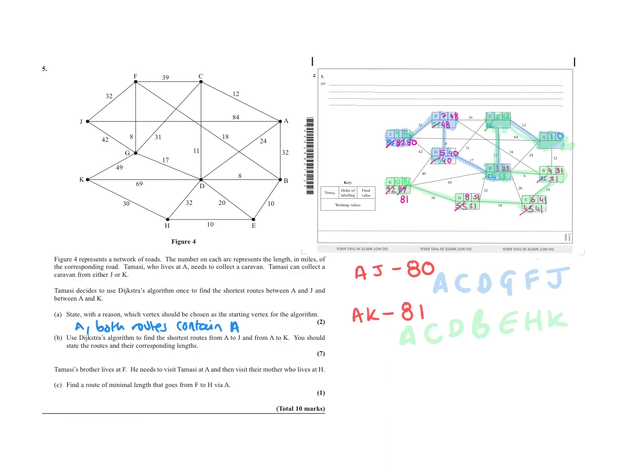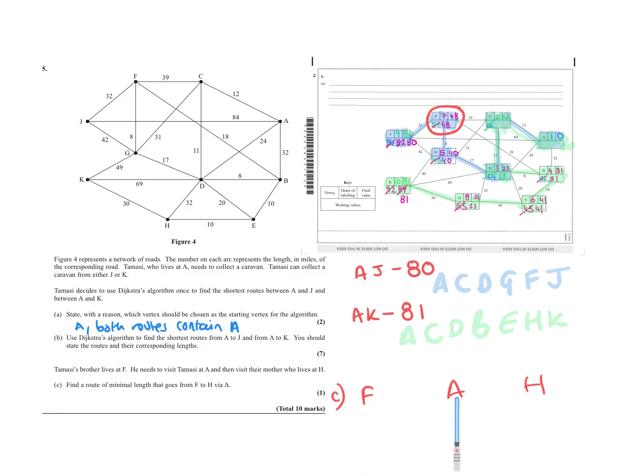Tamasee's brother lives at F. Where on earth is F? Here. Okay. And he needs to visit Tamasee at A and then visit their mother who lives at H. So we need to go to F to H via A. So it needs to be F, H something.